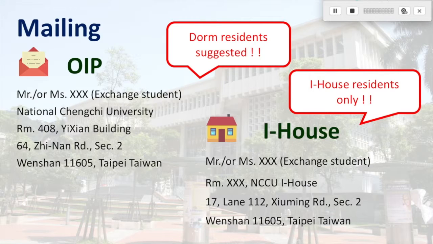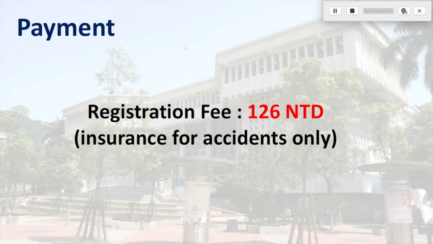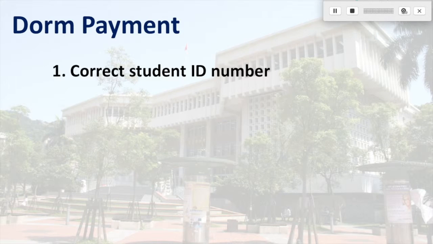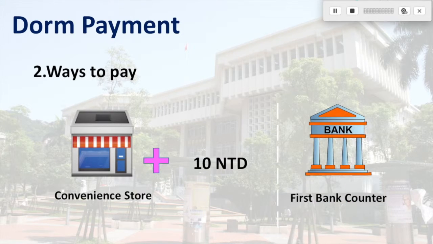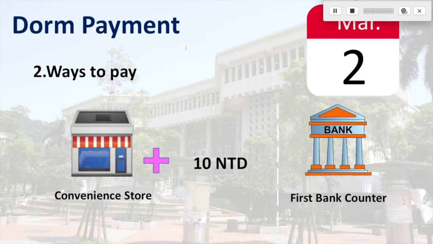Jennifer, now I have another question. What is the registration fee? The registration fee of 126 NT dollars is required for all students. NCCU will purchase a basic student insurance, which covers accidents only. For dorm residents, you also need to pay the dorm fee and deposit. Now I will show you the steps. First, make sure the student ID number on the yellow sheet is correct. Then pay the fee at the convenience store with an additional service charge of 10 NT dollars. The fee can also be paid at the NCCU First Bank counter on the fifth floor of the administration building. Please note that the payment deadline is March 2nd.